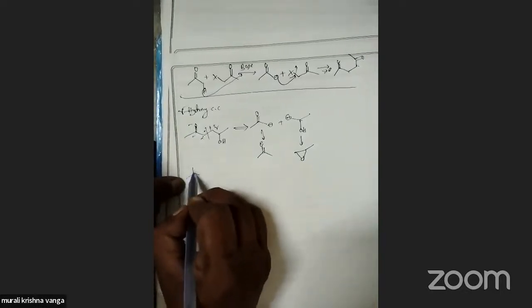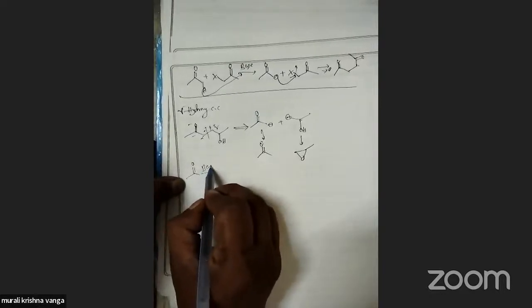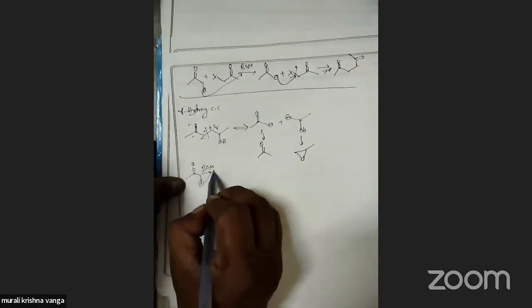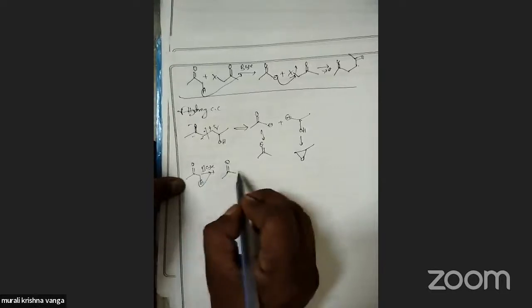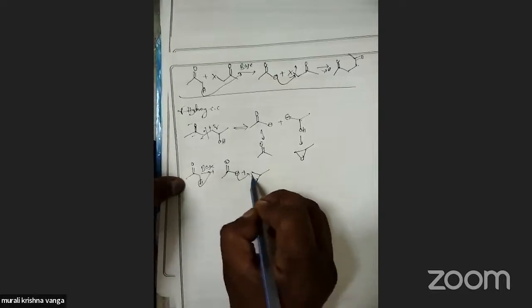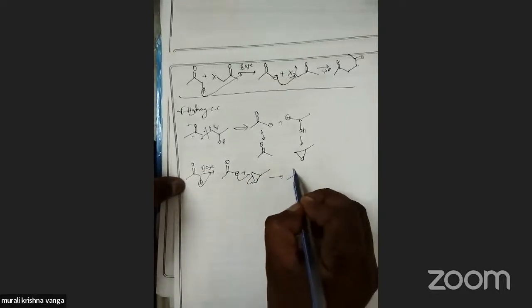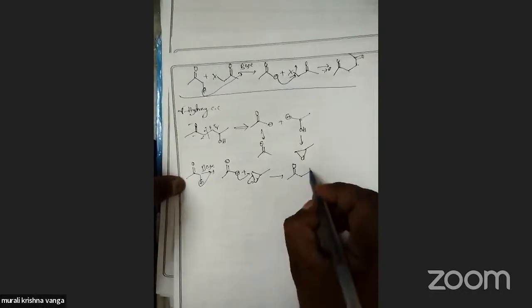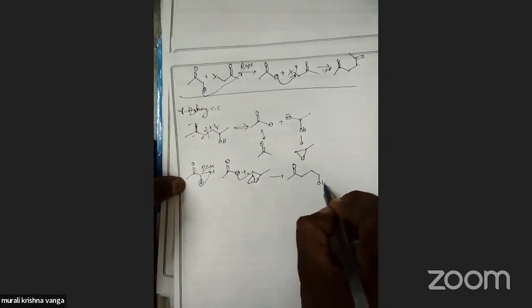Synthesis of this compound: when a carbonyl compound reacts with a base that abstracts the proton from here, then it produces an alpha carbanion. This alpha carbanion attacks the epoxide, then the bond opens. Then the product is an alpha, beta, gamma hydroxycarbonyl compound. This is the example for 1,4 difunctional compounds.